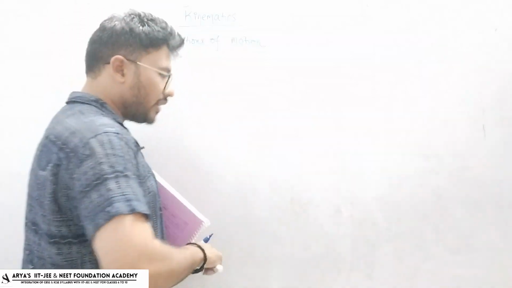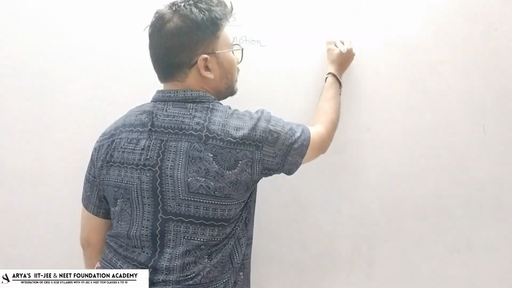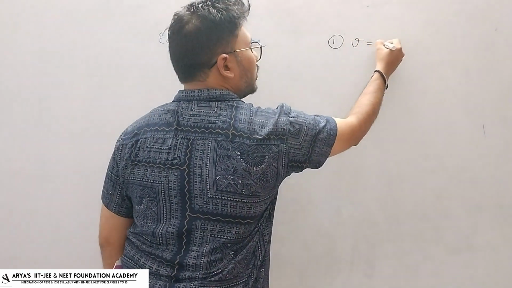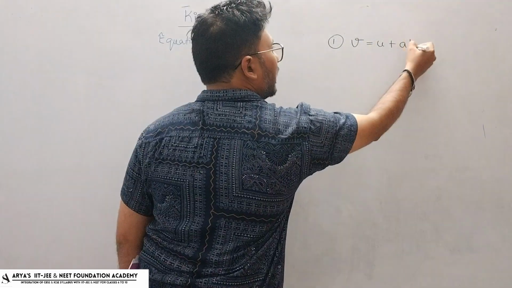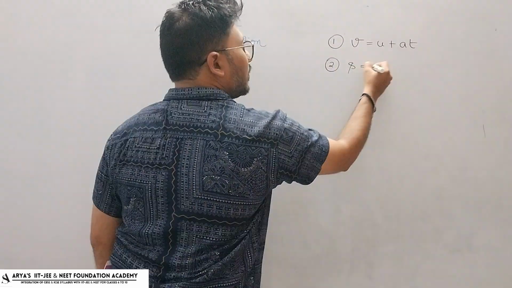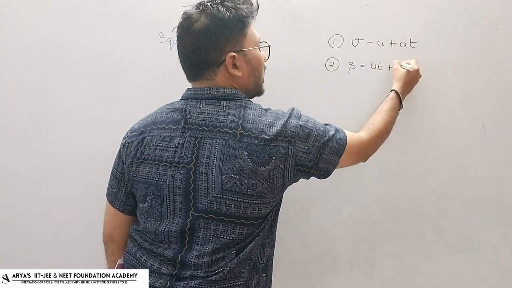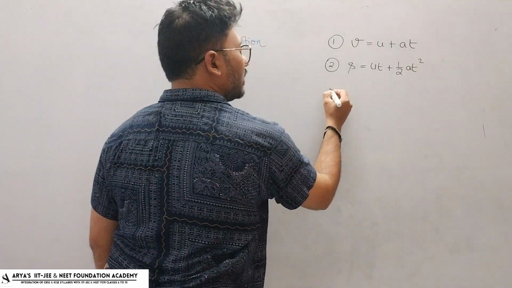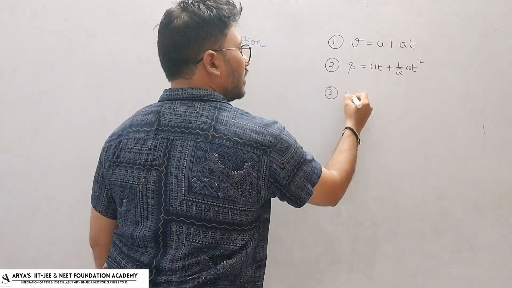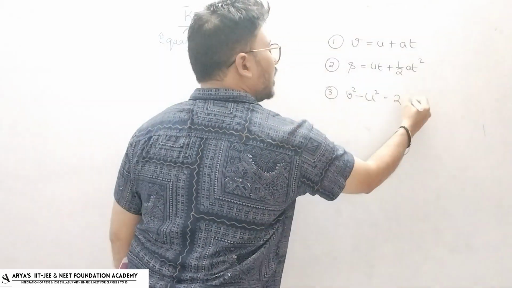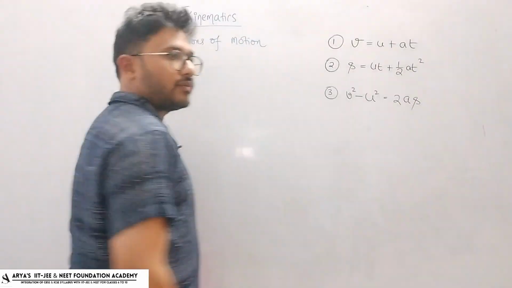So what are those three equations? Number one, V is equal to U plus AT. Number two, S is equal to UT plus half AT square. Number three, V square minus U square is equal to 2 into A into S.